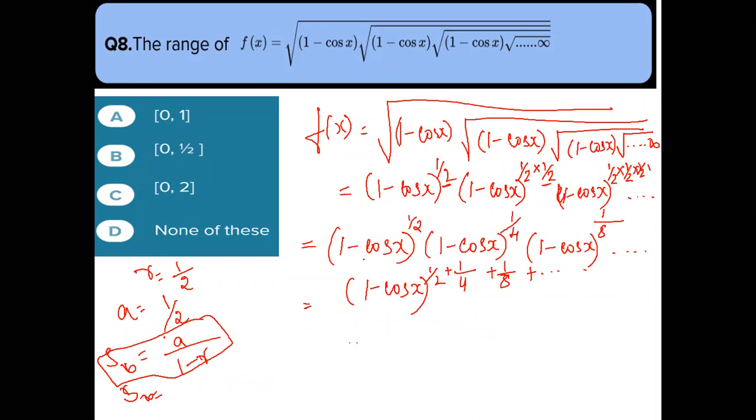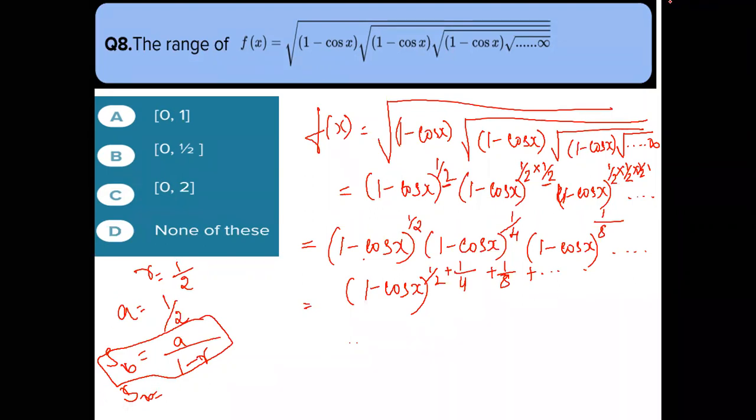So can anyone tell me what is S infinity? Put A is equal to half and R is equal to half in the expression A divided by 1 minus R. What is the value of the sum? Students, you should be very quick with these things. Okay, someone is giving me the answer. Diksha is giving me the answer 0 to 1. I don't know.